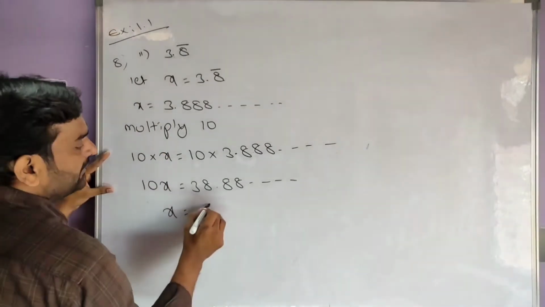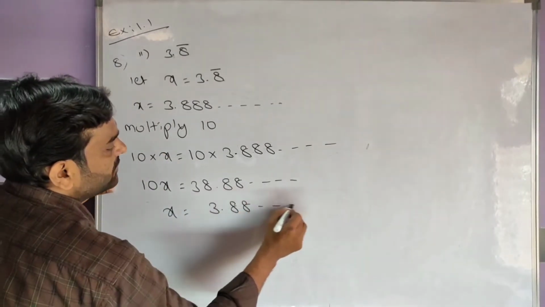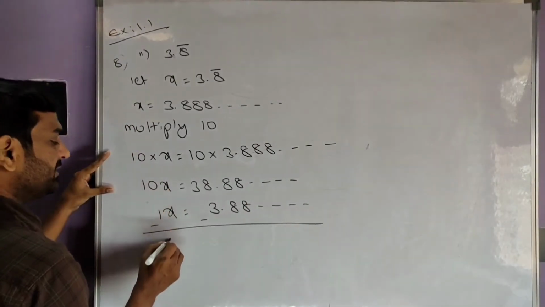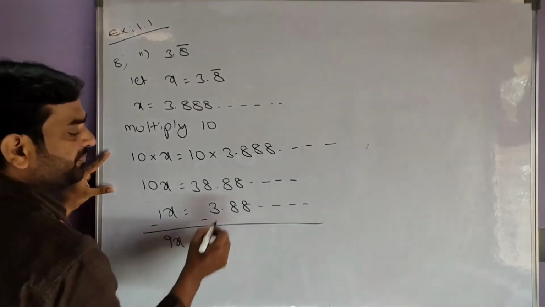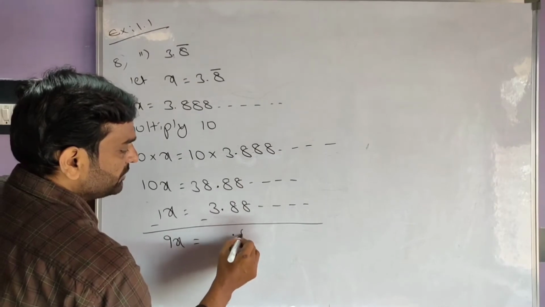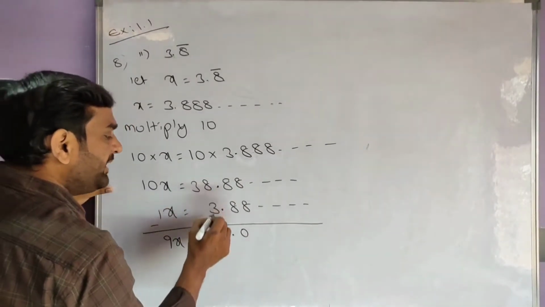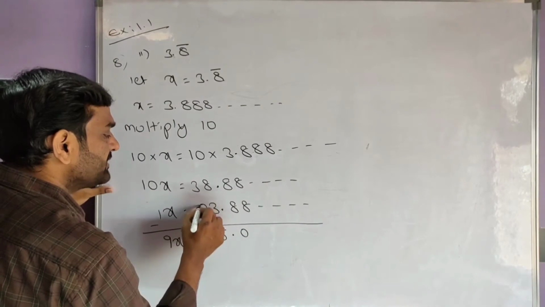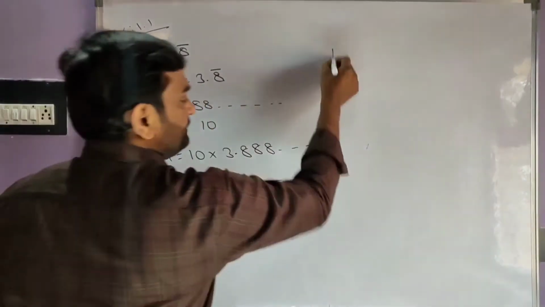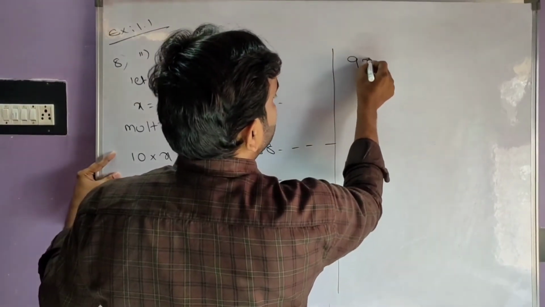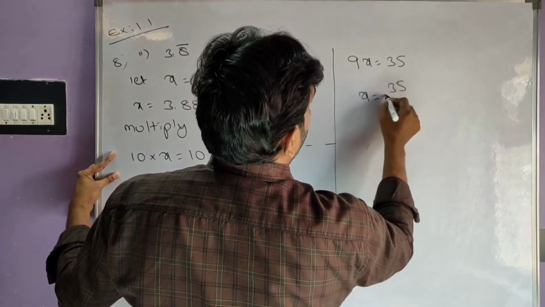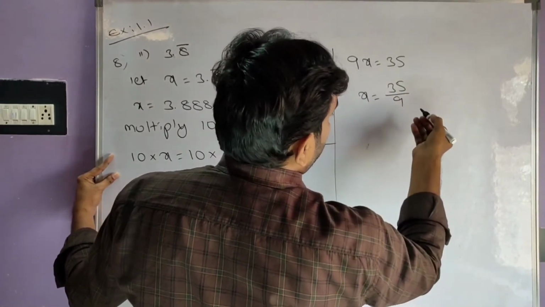Now we have the x here. What is x? 3.88 and so on. Subtract. 10x minus 1x, 9x is equal to. Listen, observe here. After point we have 8, 8 same, so 0. 8 minus 3, 5. 3 minus here 0, 3. 9x equal to 35. X is equal to 35 by 9. Okay, 35 by 9.